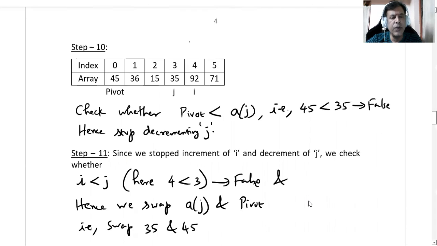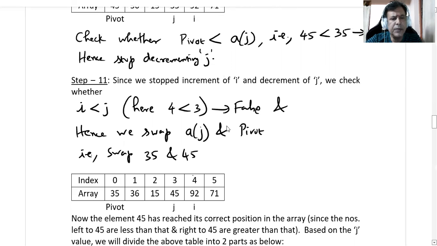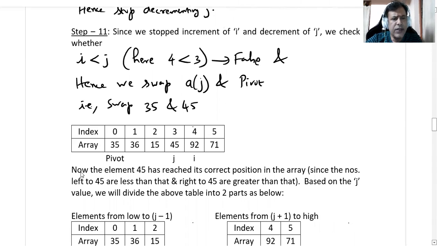So when it is false, what you do is swap AJ and pivot. So that means you will swap AJ, that is 35, and pivot, which is 45. Means 35 will go there, 45 will come here. 35 has come here, 45 has come here. Now you can say that the element 45 has reached its correct position.